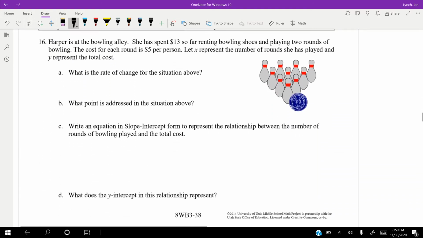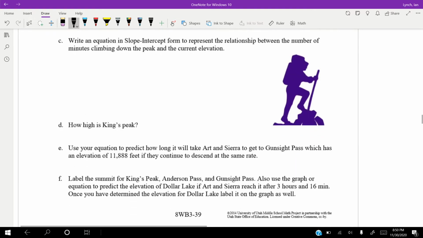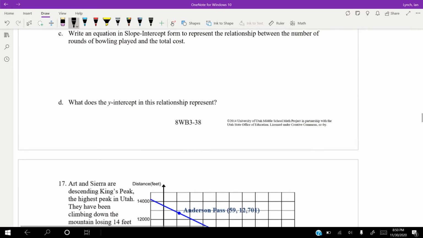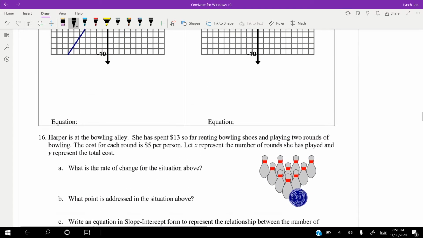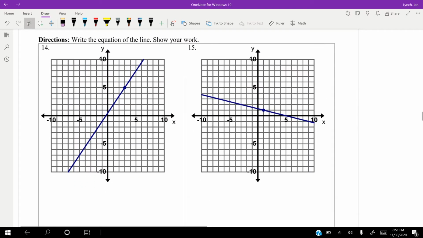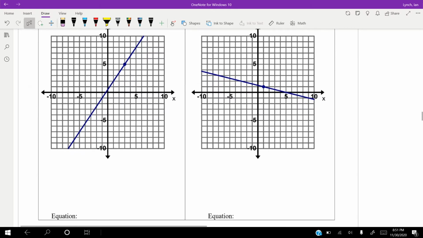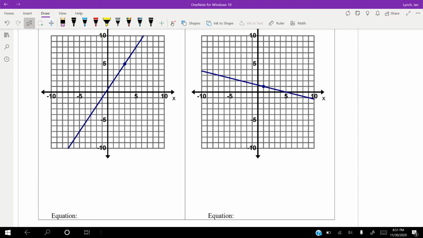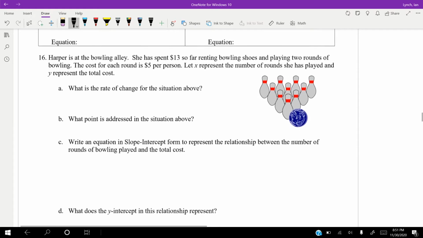All right, so now we got a few more to do. I'll do one or two more of these. I'll leave these for you guys to do to write the equation of the line and show your work. I trust that you guys can do that. Remember, you're going to find the slope. So find two nice points, find the slope, find another nice point, find the slope, and use what we just did to find that y-intercept.